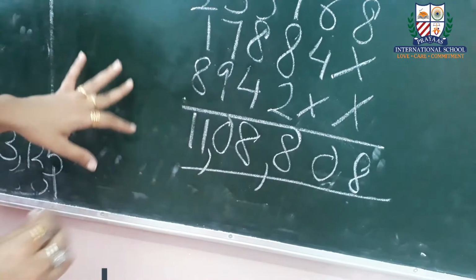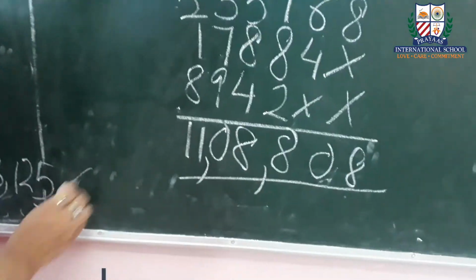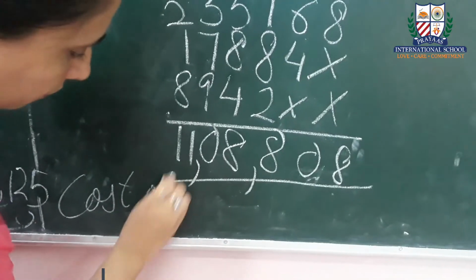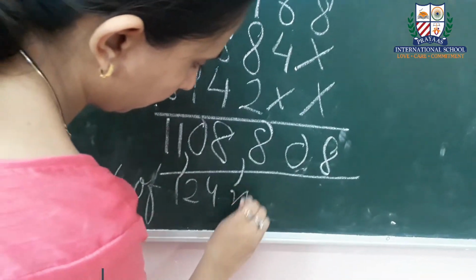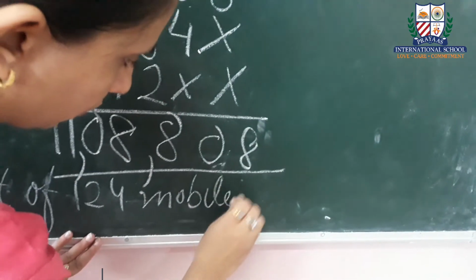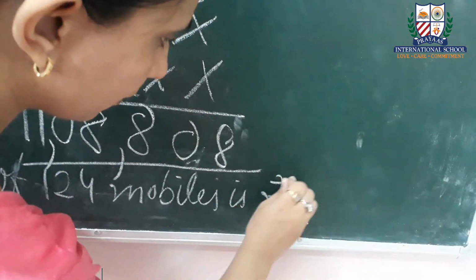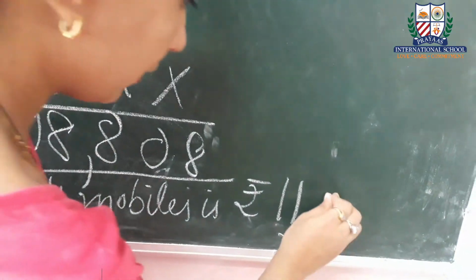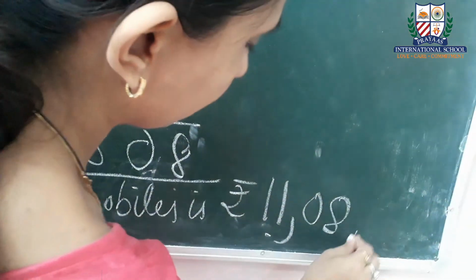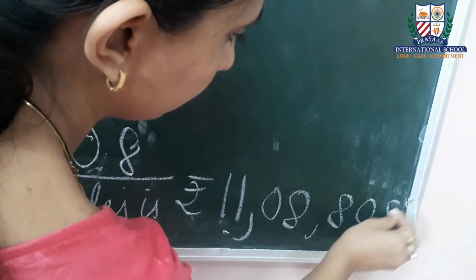So the cost of 124 mobiles is rupees 11,08,808.